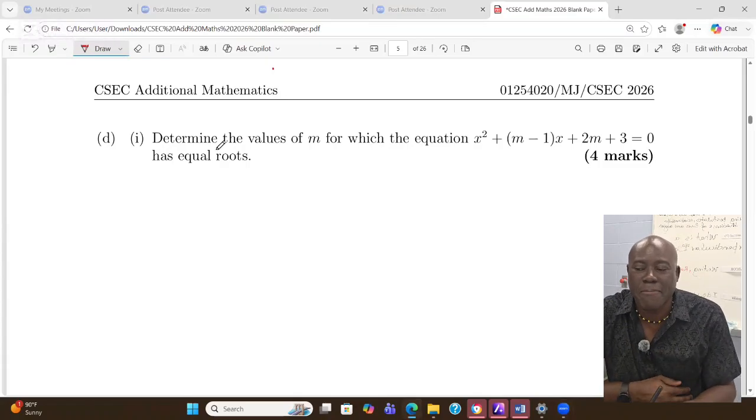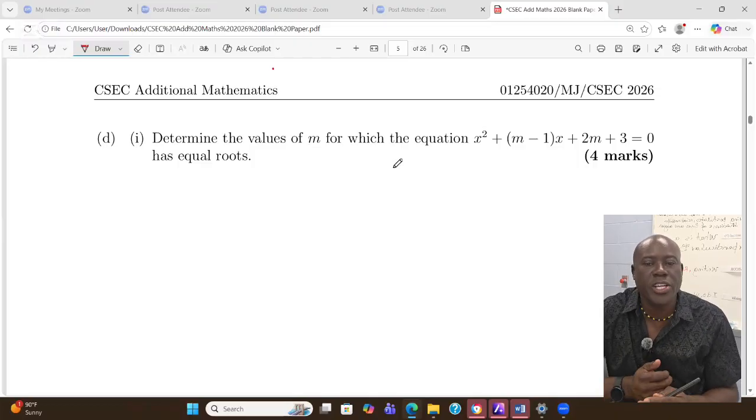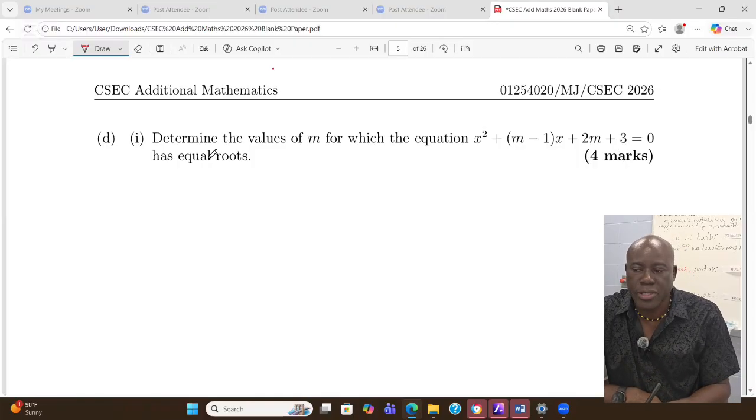We're looking at the Add Math paper right here. So the question says, determine the values of m for which the equation x squared plus (m minus 1) times x plus 2m plus 3 is equal to 0, for 4 marks, has equal roots, right?